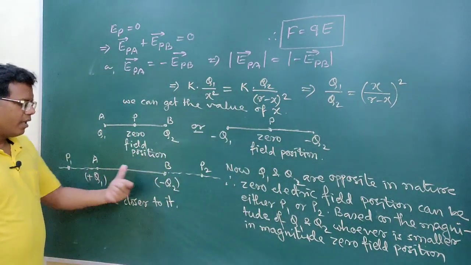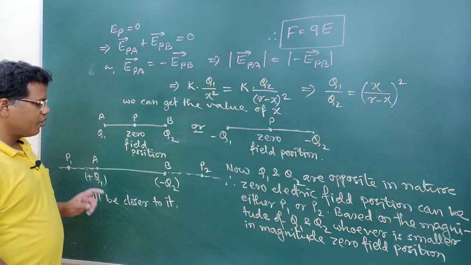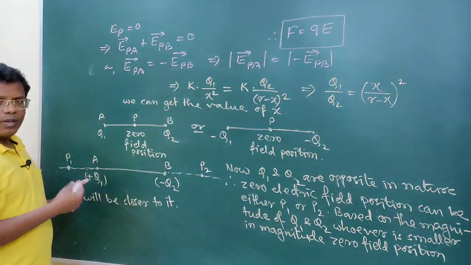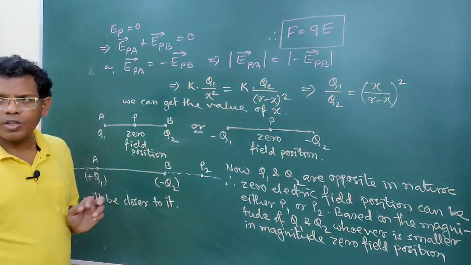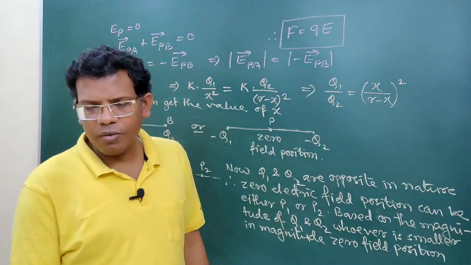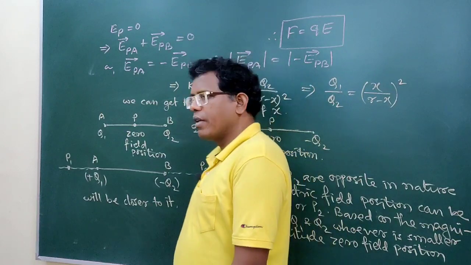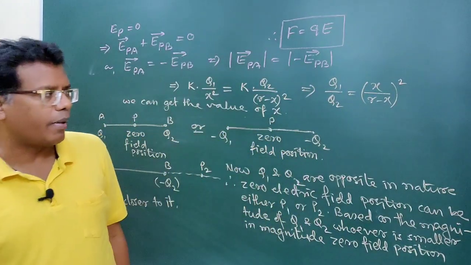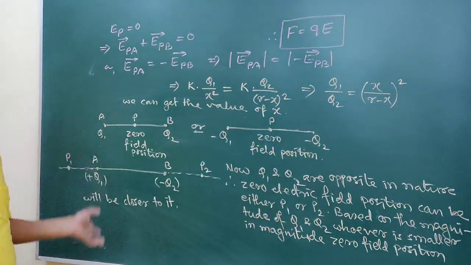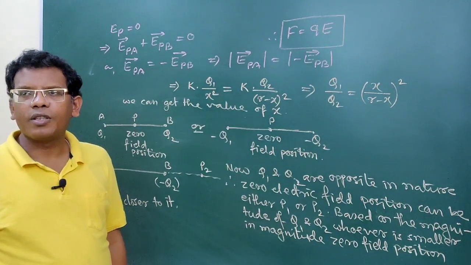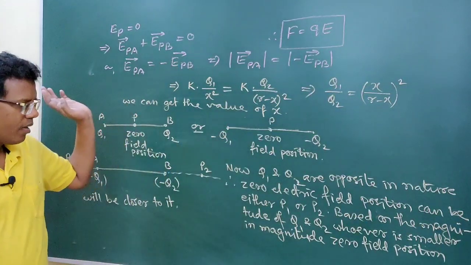But if they are different in magnitude as well as different in nature, then that zero electric field position will definitely be along the line joining, but not in between them, rather on the exterior portion of their line joining. And that position will be confirmed by knowing the magnitude of the positive and negative charge. Whichever is smaller in magnitude, the zero field position will be on that side, so that the zero electric field position becomes closer to it. You can make this argument by using this mechanism only. Got it?